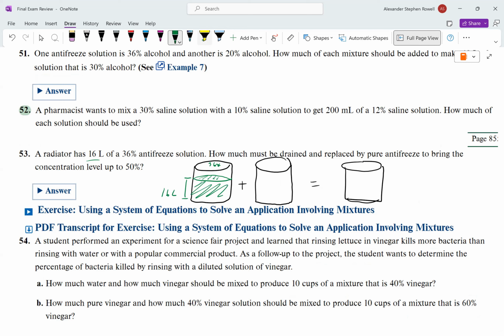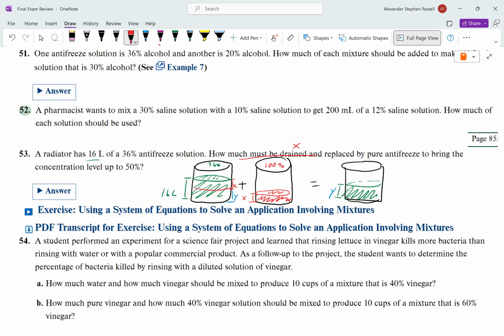How much must be drained and replaced? So I'm going to drain it, and we don't know how much, so that's my unknown. It's drained and replaced with this thing that I'm mixing together, and this is pure antifreeze, or in other words, it's 100% antifreeze. So this will create a combined mixture that is some unknown level, y, which would be this unknown level after I drain it, right?